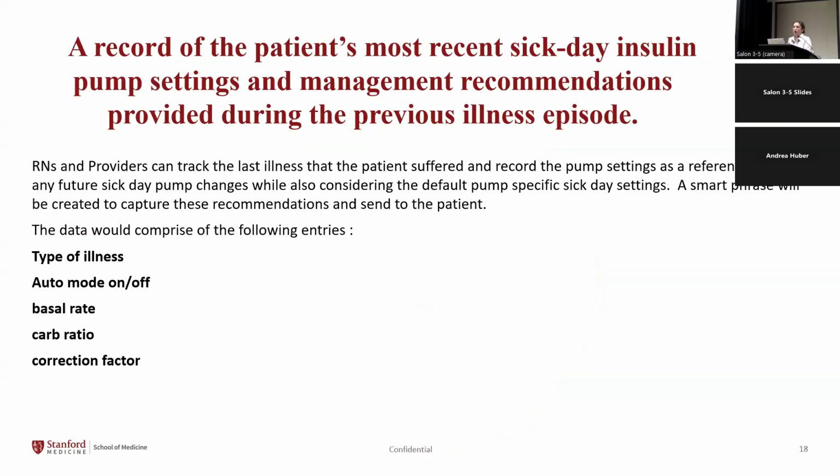Having said this, we also want a snapshot of the patient's last sick day settings. We feel that if we record the patient's previous sickness and their settings, between the advisory and these settings, we can come to a faster conclusion about their pump settings. And that's the plan, actually.